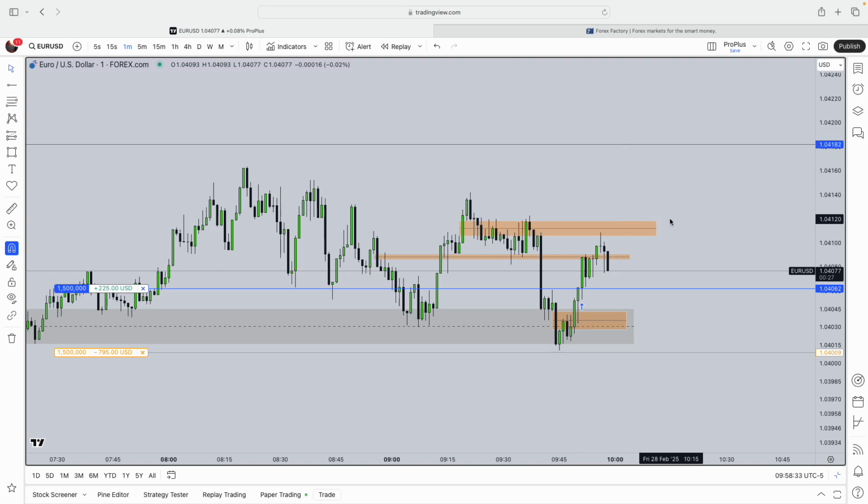So what do you guys think is going to happen before I start fast forwarding it? If we're going to get stopped out, or we're going to actually run for this here? I have a feeling we are actually going to get stopped out, only because the dollar is showing strength. It's actually showing strength.